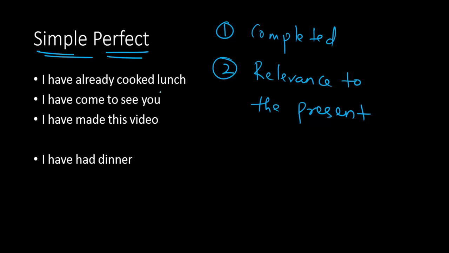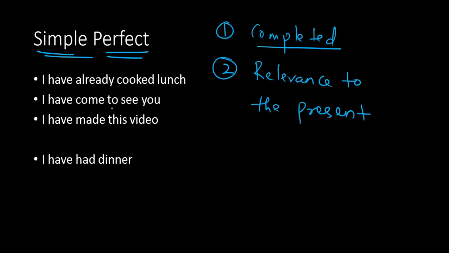I have already cooked lunch. Somebody asks you the question, have you already cooked lunch? Your answer should be, yes, I have already cooked lunch. That means the task is complete. So the task is now completed and it has relevance to the present because somebody is asking you this question in the present, have you cooked lunch? Somebody is asking you now, and then your answer should be I have cooked lunch.